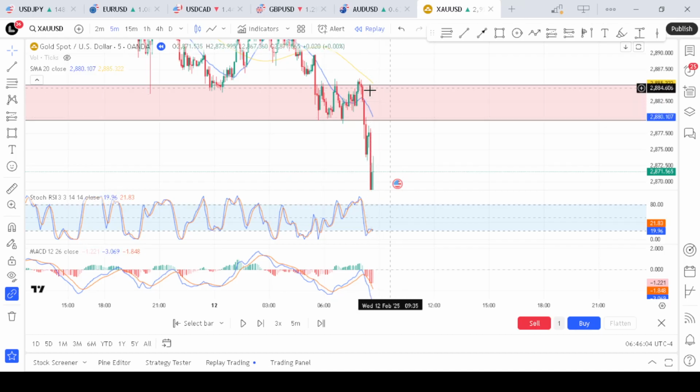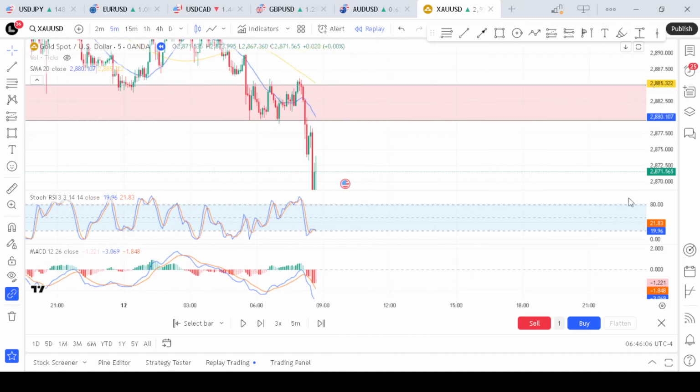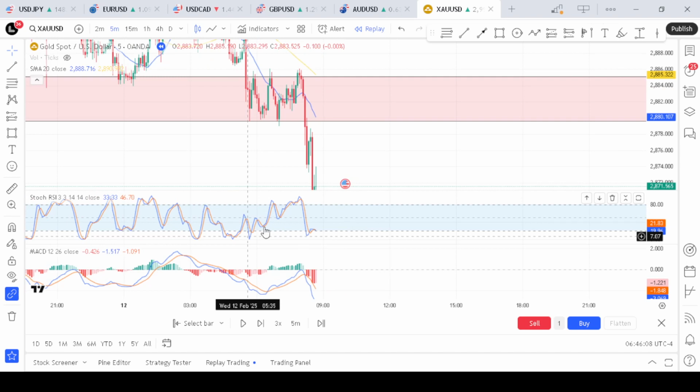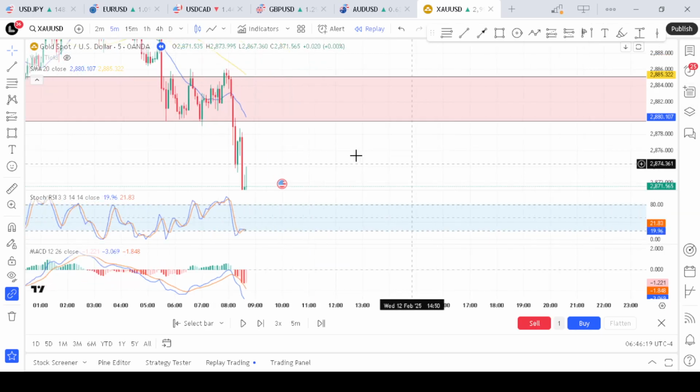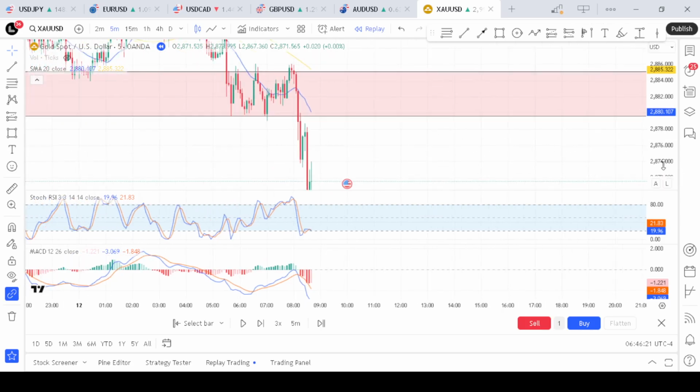As you can see, we are in the support region. This is the support area. We look at our stochastic RSI, and we can see that price is in the oversold region. This is below 20, and we can see a crossover. When we see a crossover, this signals that we can buy in the market.